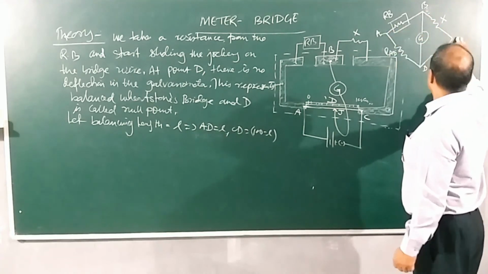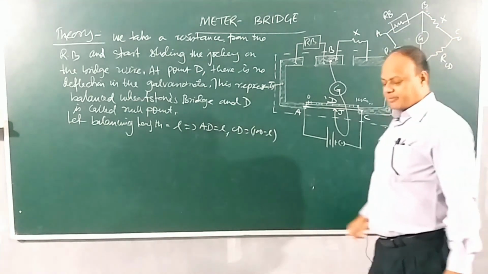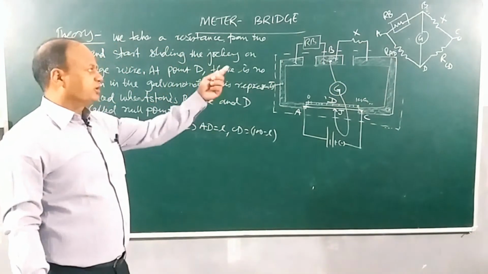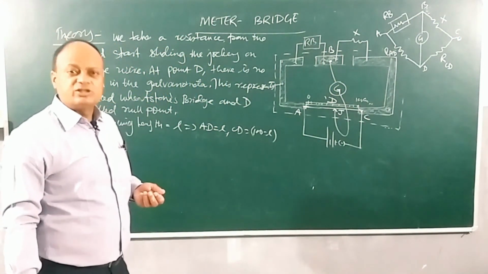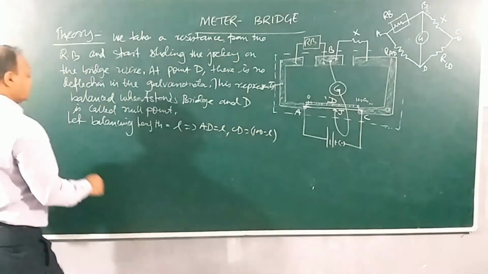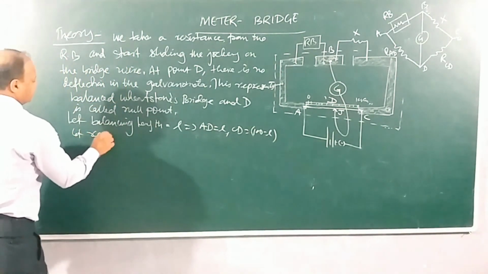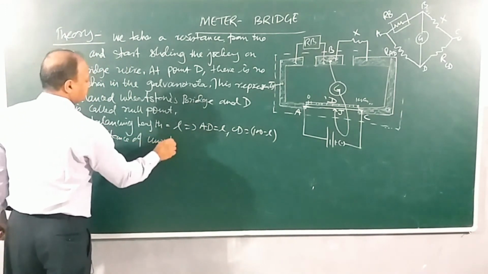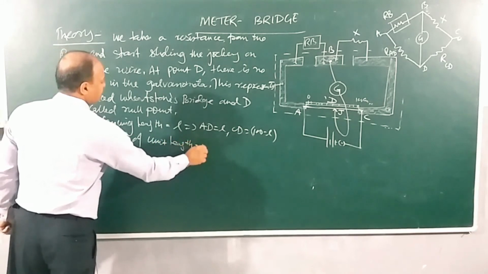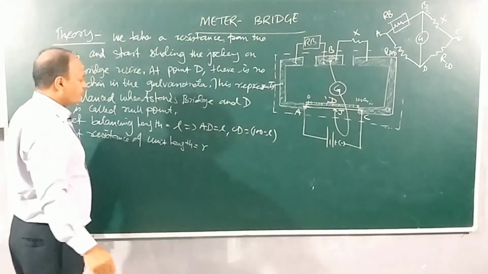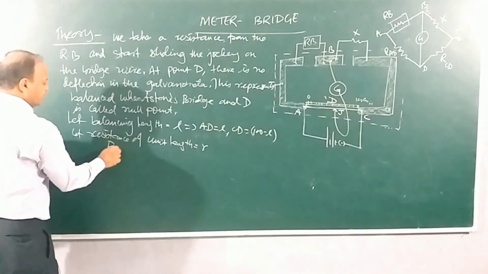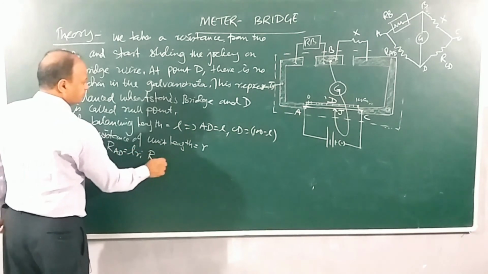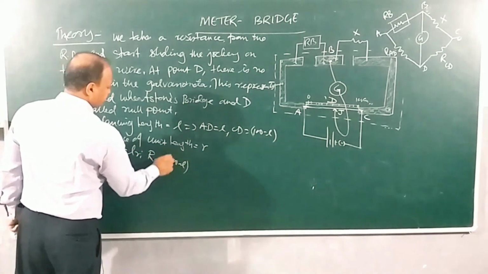So children, when I look at this diagram, it reminds me of a balanced Wheatstone's bridge, because the current through the galvanometer is 0. Now let the resistance of unit length be R. Suppose I can take anything. The resistance of AD will be how much? L into R. The resistance of CD will be 100 minus L into R.